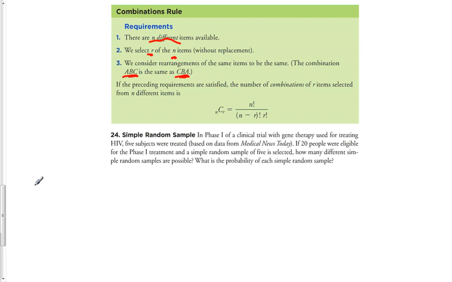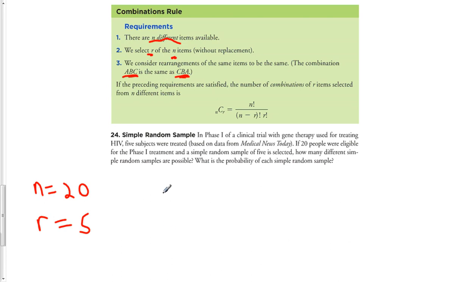We have 20 people to choose from, 20 people eligible for phase 1 of this treatment, and of those 20 people, we are selecting 5. So r is equal to 5. And the first question asks us, how many different simple random samples, or how many different ways can we select these people? Now, in this case, the order in which we select the people for the sample doesn't matter. At the end of the day, if we select 5 people, it doesn't matter in which order those 5 people were selected. They all are a part of the same sample as they would be if they were selected in a different order. So in this case, the sequence does not matter.